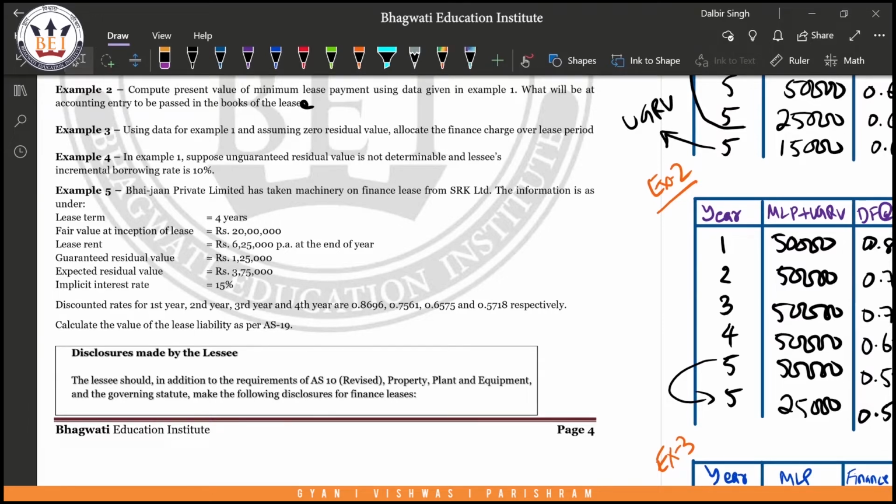guaranteeing? He's guaranteeing at the start of the lease. If he's guaranteeing at the start of the lease, which means if at the end of the lease term the residual value is 0, he still has to pay the guaranteed residual value. Why? Because it's still a liability. Okay, so we have to allocate now the finance charge. Yes, the third point when we discussed that the lease payment has to be apportioned between finance charge and the other outstanding liabilities. That is what we are going to do now.